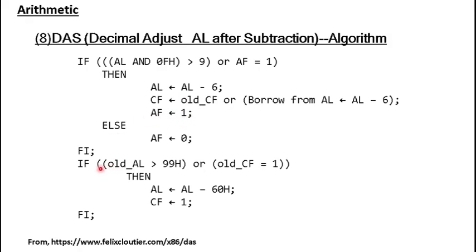Then we examine the highest nibble. It is examined in this way: if the overall value of AL is greater than 99h, it means that the highest nibble is greater than 9. So we have to subtract 6 from the highest nibble. That is done, and the carry flag is set to indicate that.